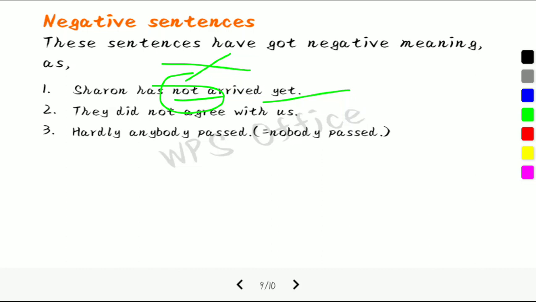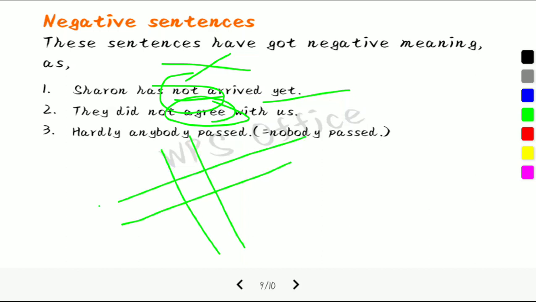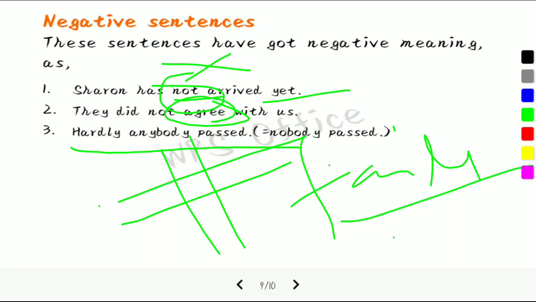They did not agree with us. So this became a negative sentence. Hardly anybody passed. This is also a negative sentence where we have not used any negative word, but it says hardly anybody passed, which means nobody has passed. So everybody has failed, nobody has passed. So this means it is a negative sentence.